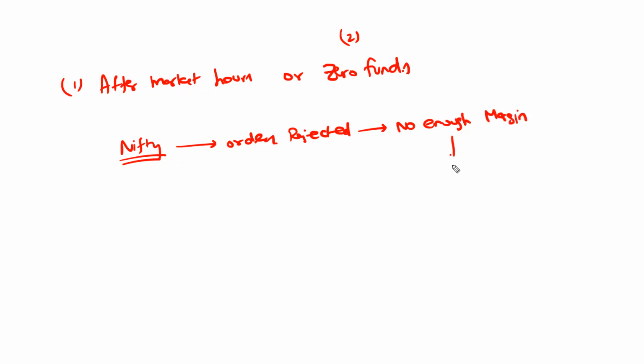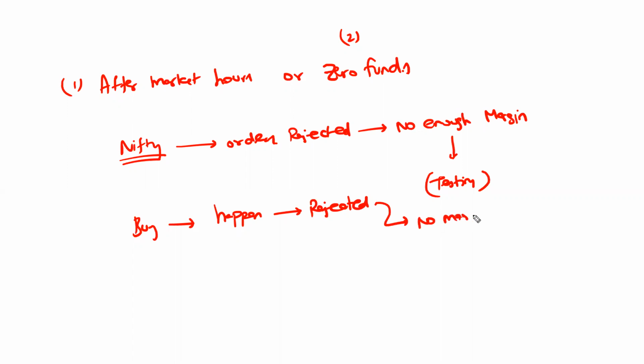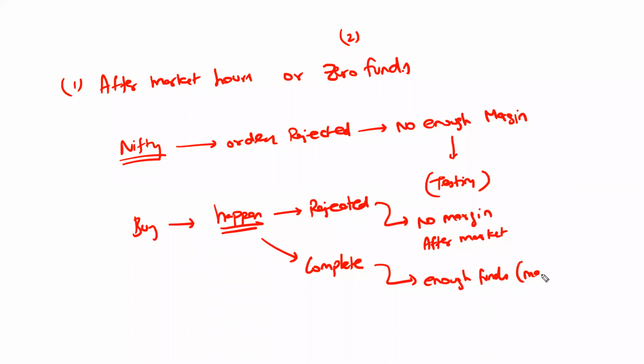And that is a good environment for testing. For testing purposes, this is a good environment. You can run it, and buy entries will happen, but the order will be rejected. If margin is there, the order will definitely go to completion. Rejection will happen if there is no margin, or after market hours, because the market will be closed, so orders will not complete. The order will go to complete state only during market hours, and when you have enough funds.